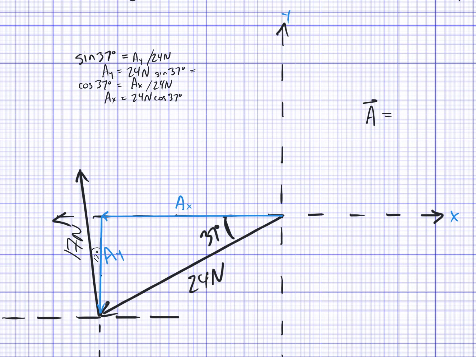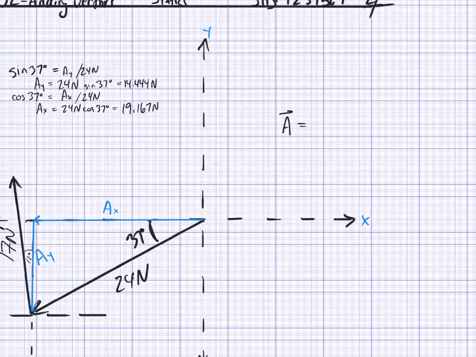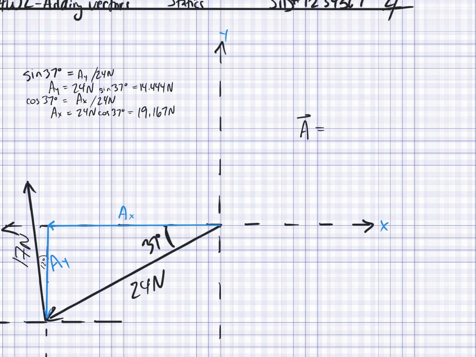I'm going to plug those in the calculator real quick and find what those numbers are. And so we'll take those numbers and put them in over here for A. So we'll have negative 19.167 in the I, and that's a negative because it's going off to the left. And AY is also negative because it's going down, so negative 14.444, in the J direction. Let's be a little more consistent with the units, so we'll put a 4 right here, and a J right there, and then we'll put newtons right there. So there you go.